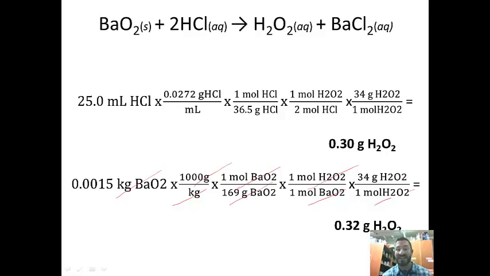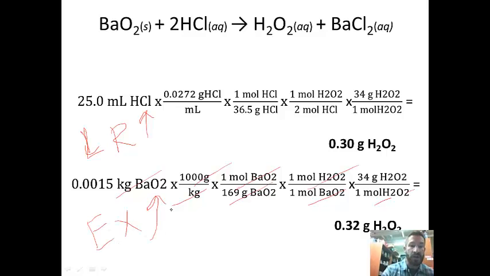What does this actually mean? Well, there are 3 things we should be able to get from this: the limiting reactant, the excess reactant, and how much product we produce. Hopefully you're familiar with all these enough at this point that you can do that. So the limiting reactant for this should be, hopefully you picked HCl. So the limiting reactant is HCl, and then the excess reactant is the one that didn't run out. That would be barium peroxide. There would be barium peroxide left at the end of the reaction.